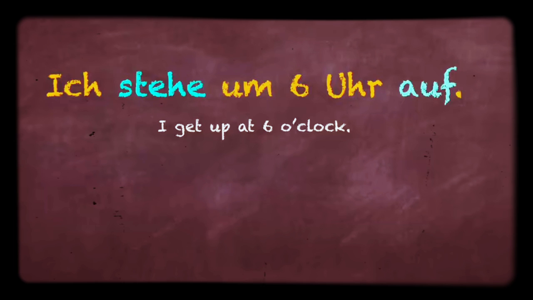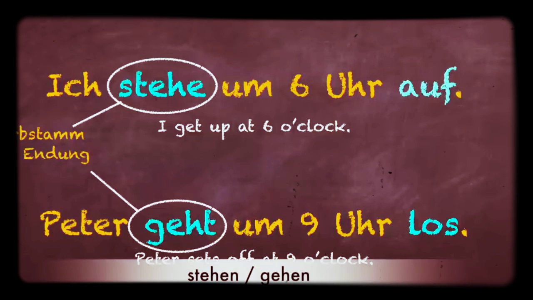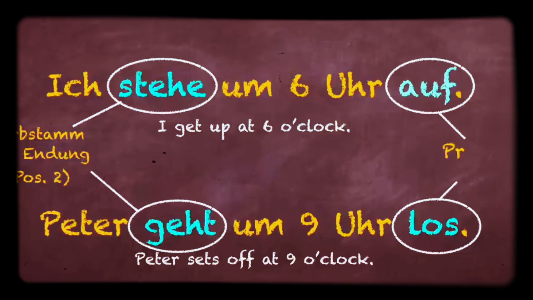Ich stehe 6 Uhr auf. Peter geht 9 Uhr los. Now let's analyze these two sentences. The verbs stehen and gehen are conjugated and are placed at the second position. That means der Verbstamm ist mit Endung, whereas the prefixes auf and los are at the end of the sentence.